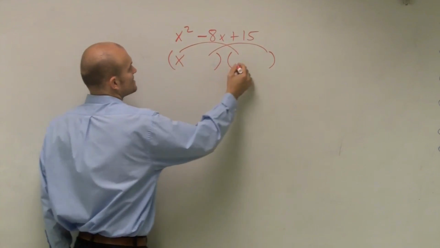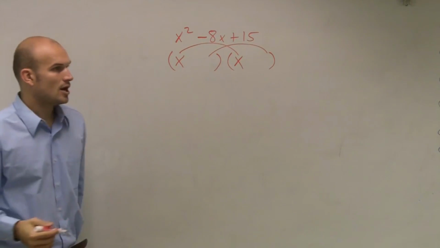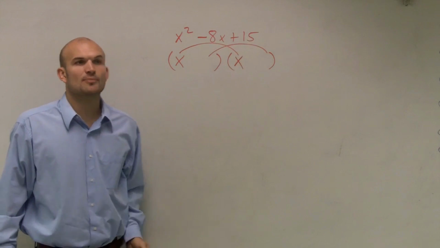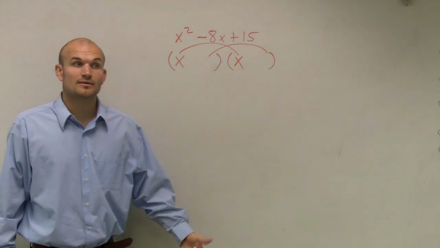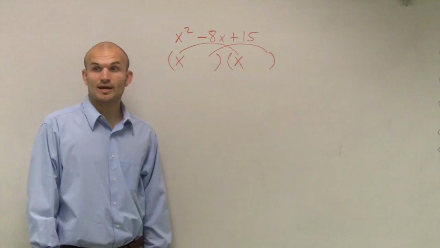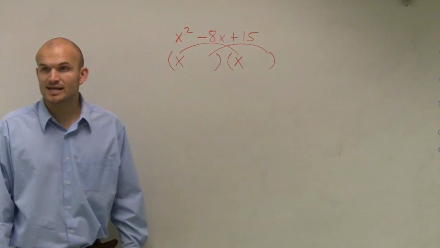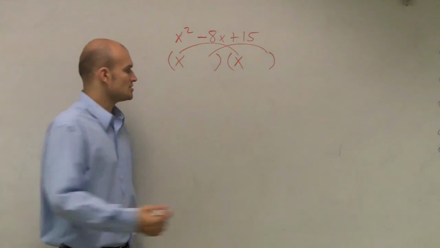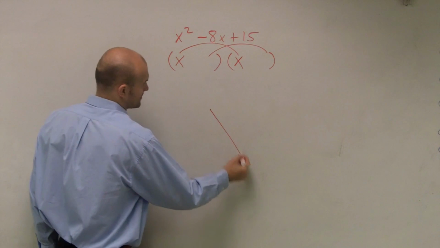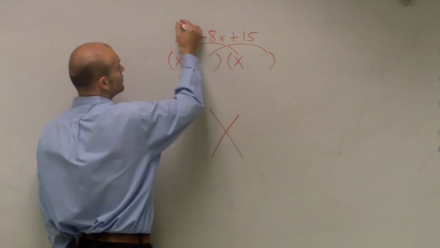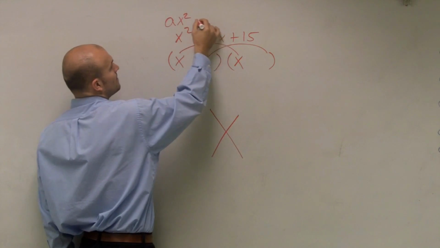Well, that's going to be x times an x. Now, we need to think about what two numbers are going to provide us with 15. And this is going to be a little bit of an issue right here because there's multiple numbers that multiply to give us 15. So I gave you guys a little format to look at. And I told you, remember the quadratic form.